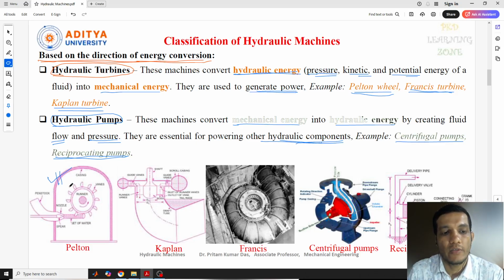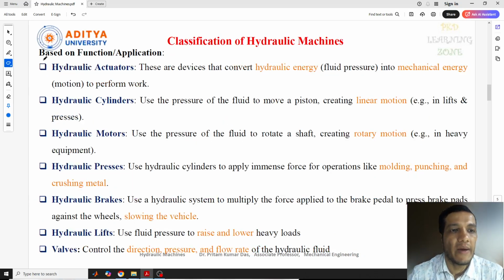There we'll discuss the working of the Pelton wheel or Pelton turbine, and this is the Kaplan turbine, and this is the view of a Francis turbine. And this is a centrifugal pump. You can see this is the entry side, this is the suction side, and there will be a delivery side as well. Similarly, this is the reciprocating pump. In the reciprocating pump also, this is the suction pipe, and this will be the delivery pipe. So these are some examples, or you can say the classification, of hydraulic machines based on the direction of energy conversion.